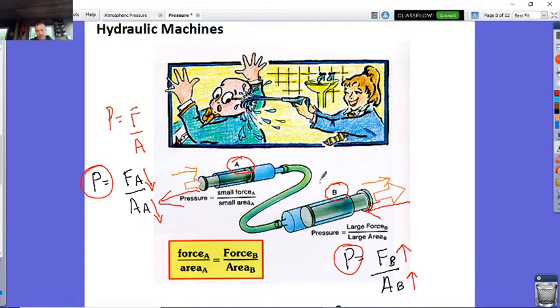And if you really think about it, if B has twice the area, wouldn't the force be twice as big? If the area of B was 3 times, wouldn't the force then be 3 times? We're making a force multiplier. A small force in A makes a big force in B.